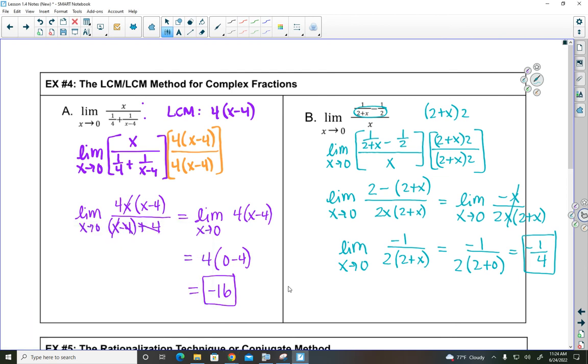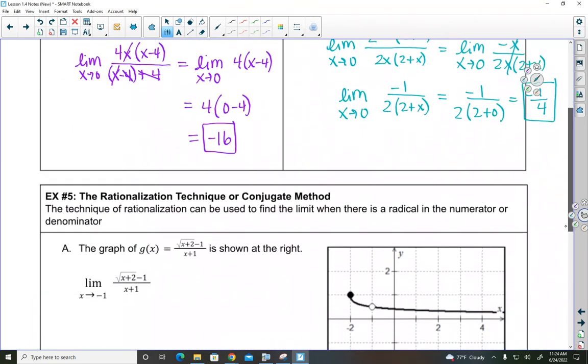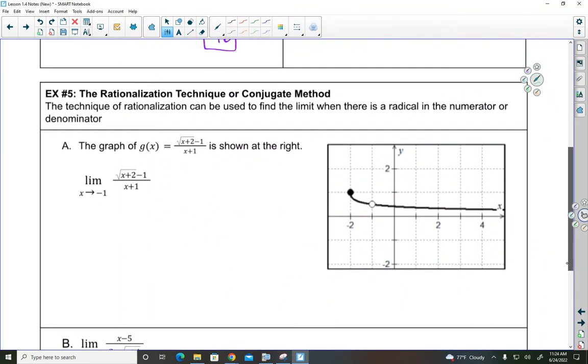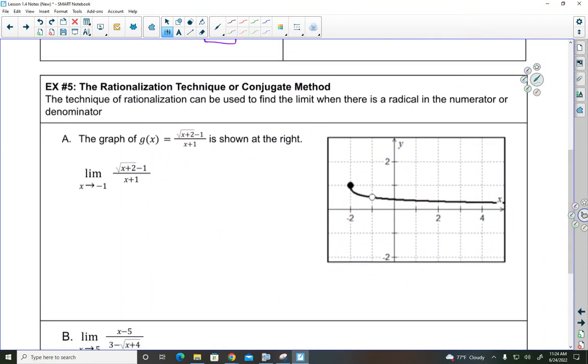Okay, the last technique in this pretty long lesson here is the rationalizing technique, or what we would call the conjugate method. We would use this with radical functions, radical rational functions, I should say. So the graph of our radical rational function is provided at the right. Okay, so we can use that graph to just kind of solidify our understanding as we move forward.